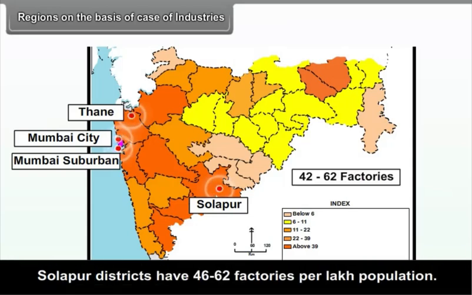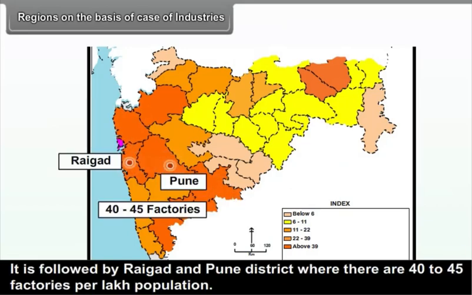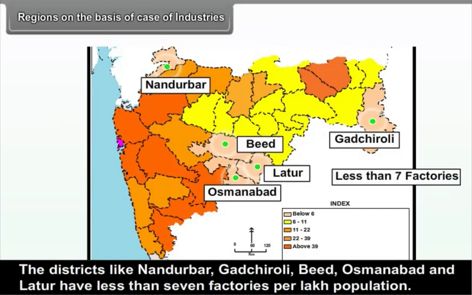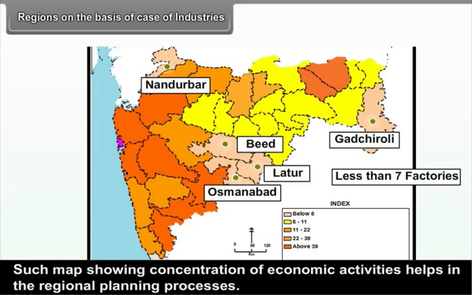which have 46 to 62 factories per lakh population. It is followed by Raigad and Pune districts where there are 40 to 45 factories per lakh population. These are the regions of greater concentration of industries. The districts like Nandurbar, Gadchiroli, Bir, Osmanabad and Latur have less than 7 factories per lakh population. Such maps showing concentration of economic activities help in the regional planning processes.